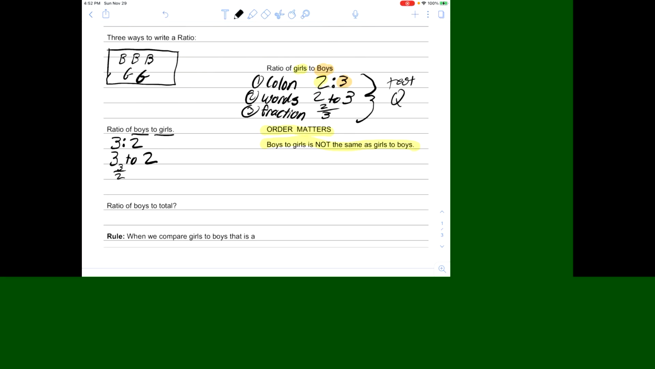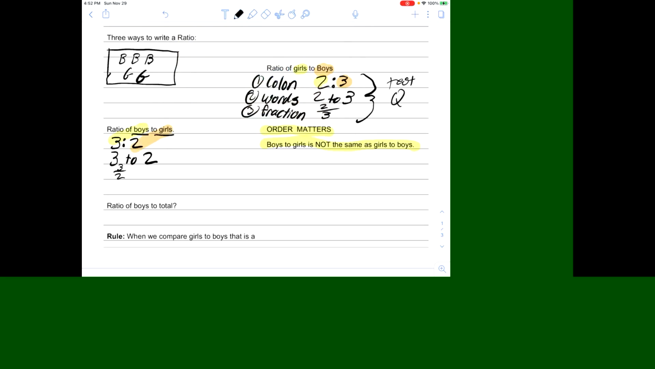Again, it's really important. 3 over 2 is not the same as 2 over 3. Girls to boys and boys to girls is different. And the reason that we put them in order is so that if someone coming along were just to say, oh, the ratio of boys to girls is 3 to 2, they need to know that the order that it comes in is the order that's in the problem.